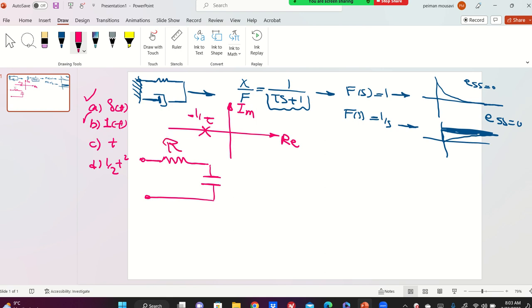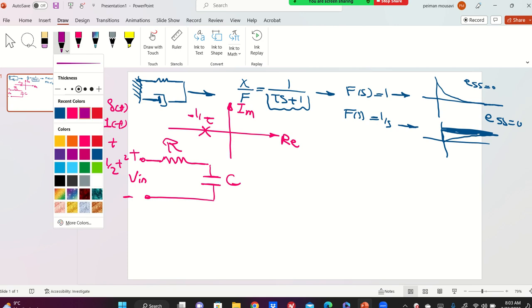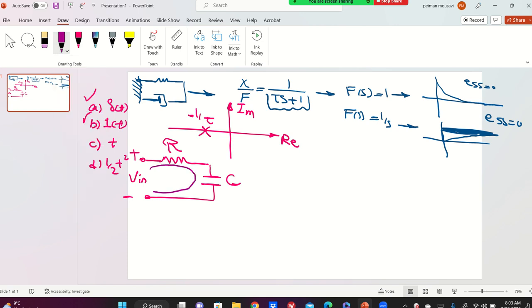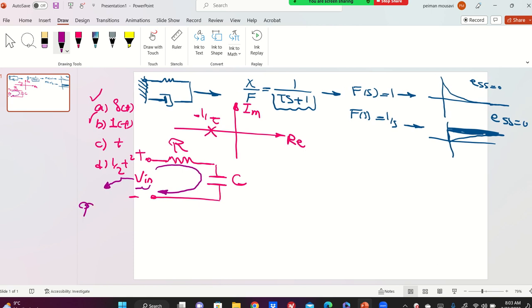It's going to be R and C, and this is the input voltage, plus minus. So you know that current always goes from the positive to negative, from higher potential to lower potential. That's right, because voltage means potential. In mechanical engineering, potential. That's right. So what I'm going to do is measure the voltage of the capacitor, VC.